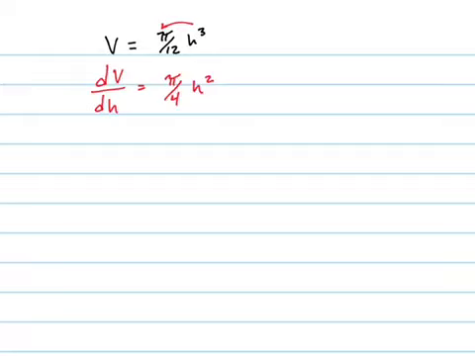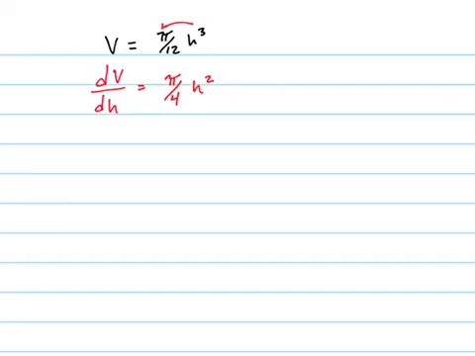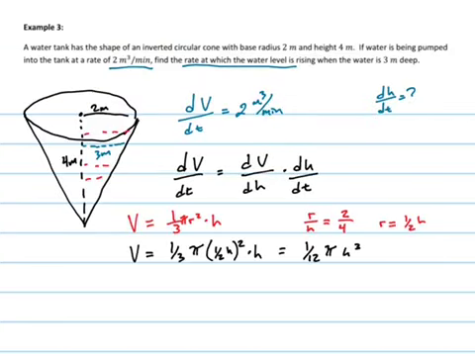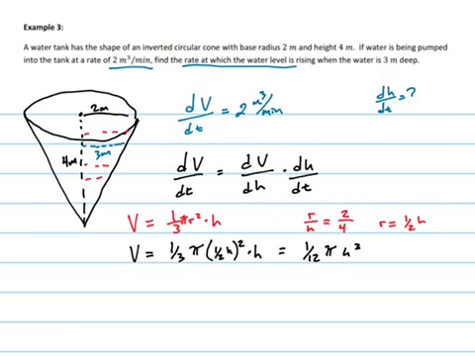All right. Now, going back, we said that dV/dt is equal to dV/dH times dH/dt. So let's start substituting stuff in. We said dV/dt was 2. We said dV/dH is pi over 4 times h squared. And what we're interested in is dH/dt when h is 3 meters.